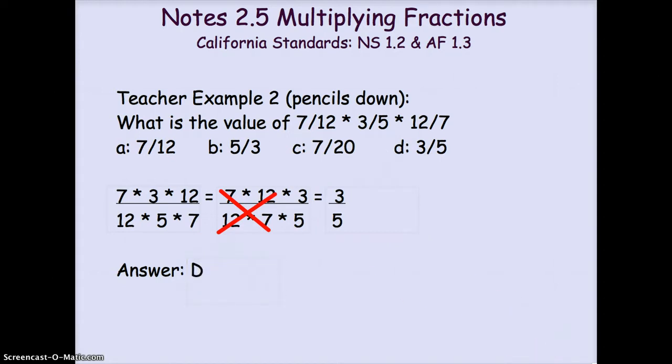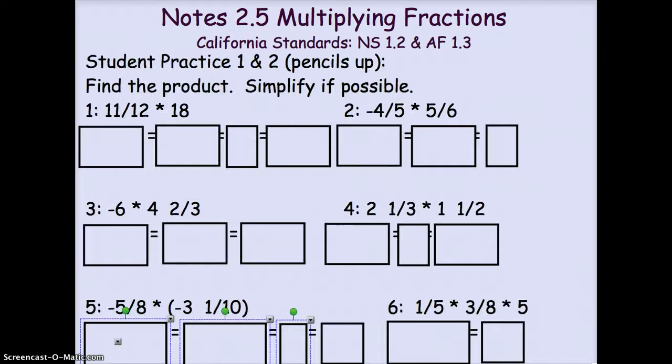Okay, let's go ahead and have you try this out on your own. Take a look at student practice 1 and 2. There are 6 problems here. Please try them out on your own. When you are ready, press play to see the answers.